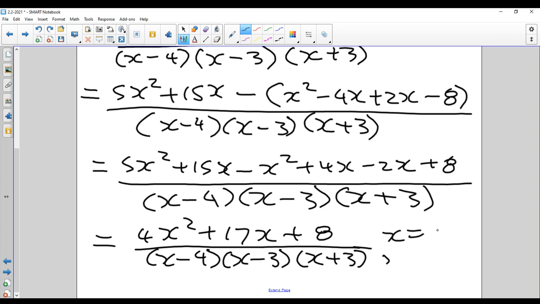X cannot be equal to 4. Yeah. What else? Just negative 3. So plus and minus 3. Like I said, you need to put it's not equal to. I'm just kidding. That is not equal to 4 and the plus and the minus 3.